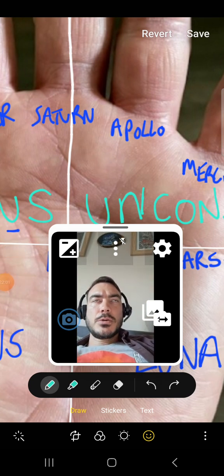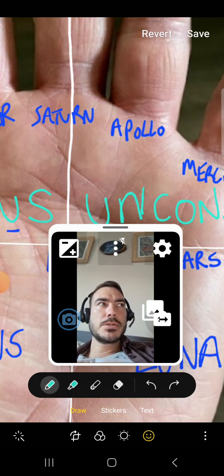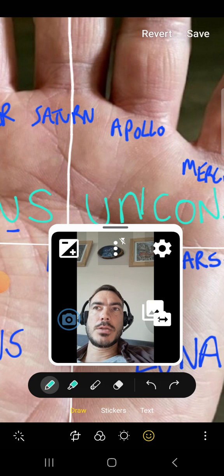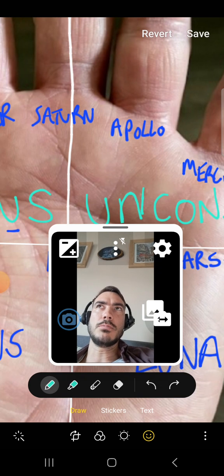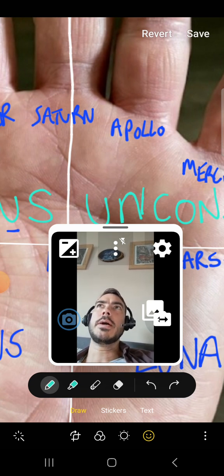But certainly someone with a well-developed mount of Apollo is someone who needs their creativity to be noticed. Someone with a flat mount of Apollo is someone who doesn't pay attention, I suppose, to their environment, and keeps themselves to themselves, really.